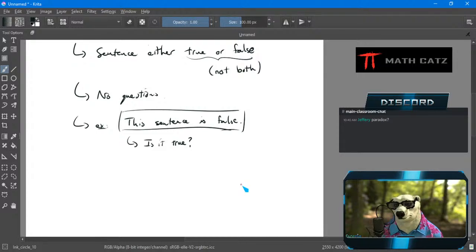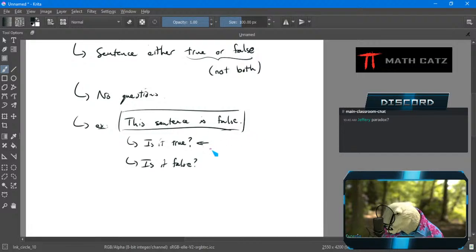So, can this be a statement? Well, that would mean it's either true or it's false. It doesn't matter which one it is. It has to be one of these two to be a valid logical statement. So now let's see here. Can this sentence be true? Well, if this sentence is evaluated as true, then what it says is true, is happening. But it says it's false.